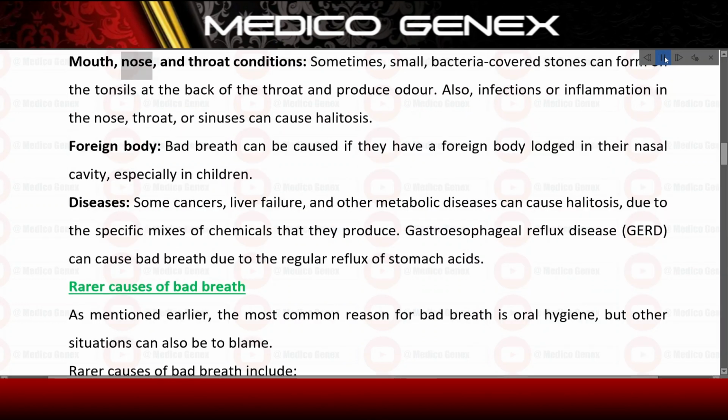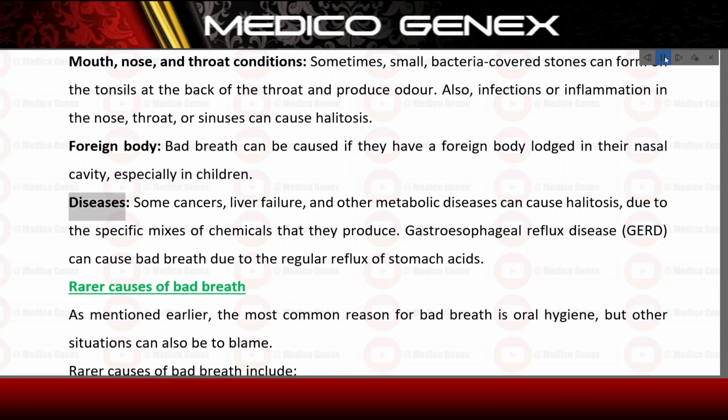Mouth, nose, and throat conditions. Sometimes, small, bacteria-covered stones can form on the tonsils at the back of the throat and produce odor. Also, infections or inflammation in the nose, throat, or sinuses can cause halitosis. Foreign body. Bad breath can be caused if someone has a foreign body lodged in their nasal cavity, especially in children.